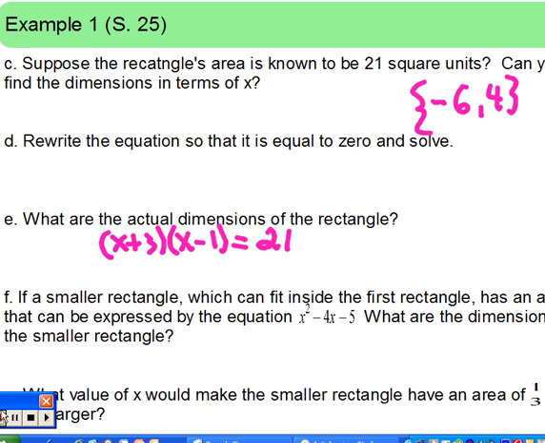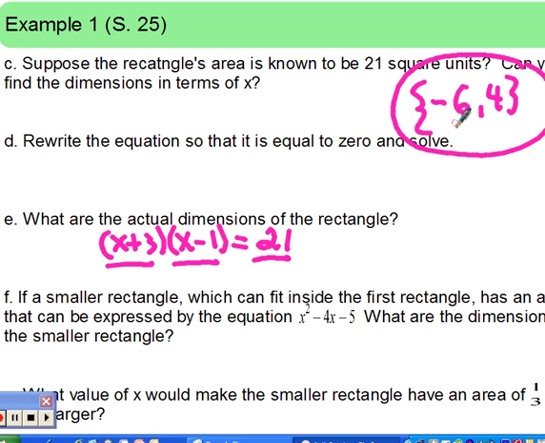All right, now question E was a little bit tricky. I had to think about it for a bit. If you remember, the original dimensions that we had back from question A was x plus 3 times x minus 1, and that equaled the area of 21. Now we have two solutions here that work for the equation, but not all of them necessarily work in reality.